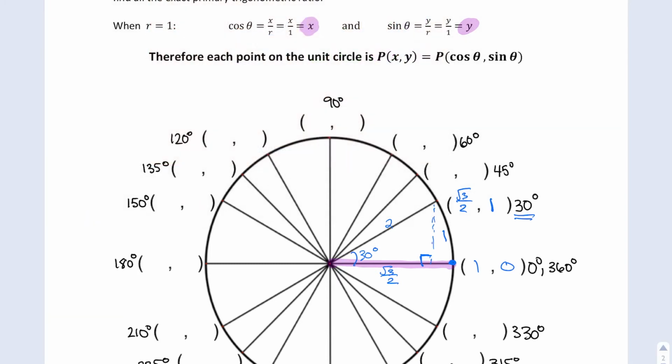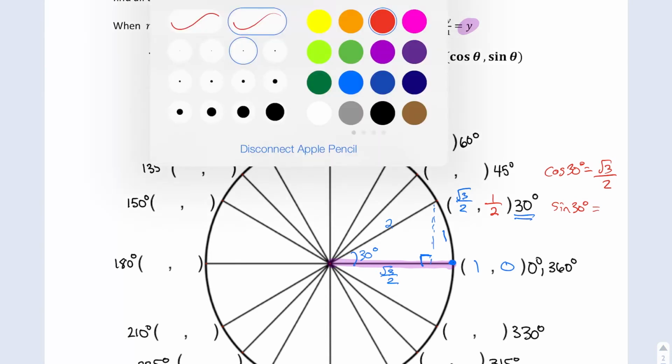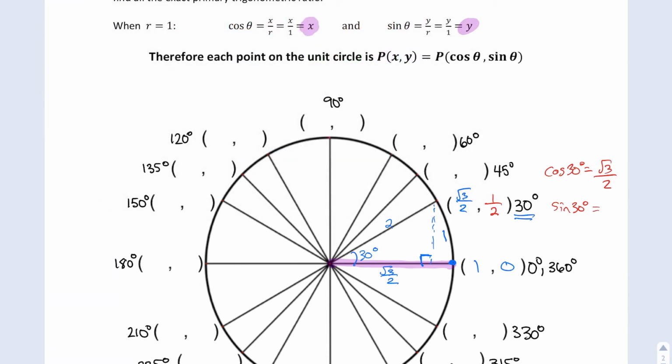Again, you don't need to use this method, but you can. Cosine of 30 is going to be the x value, which is √3 over 2. Sine of 30, which is going to be the y value, is just going to be, oh, I put 1. No, that's right. 1 over 2 for my y value, because I've got my hypotenuse, like that.